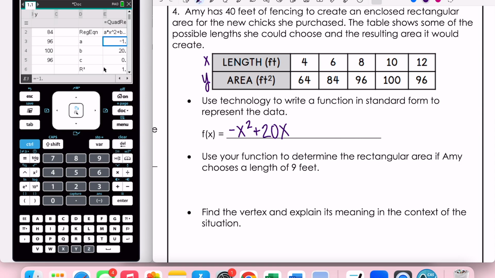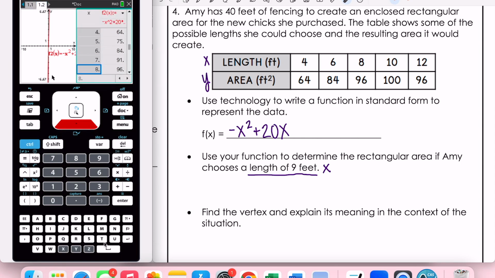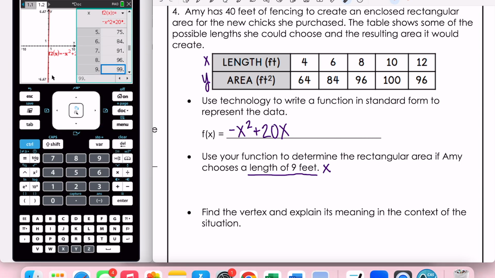Next, the next question wants us to determine the rectangular area if Amy chooses a length of 9 feet. So having a length of 9 feet, this is my x value. So again, there are 2 options I can take. I can plug 9 in for x. Because this is a whole number, I can also open up a graphing window, and type in -x squared plus 20x. Then I can press enter, and I can press Control T, and go to where x is equal to 9. And I will see that when I have a length of 9 feet, I can expect to have an area of 99 feet squared.